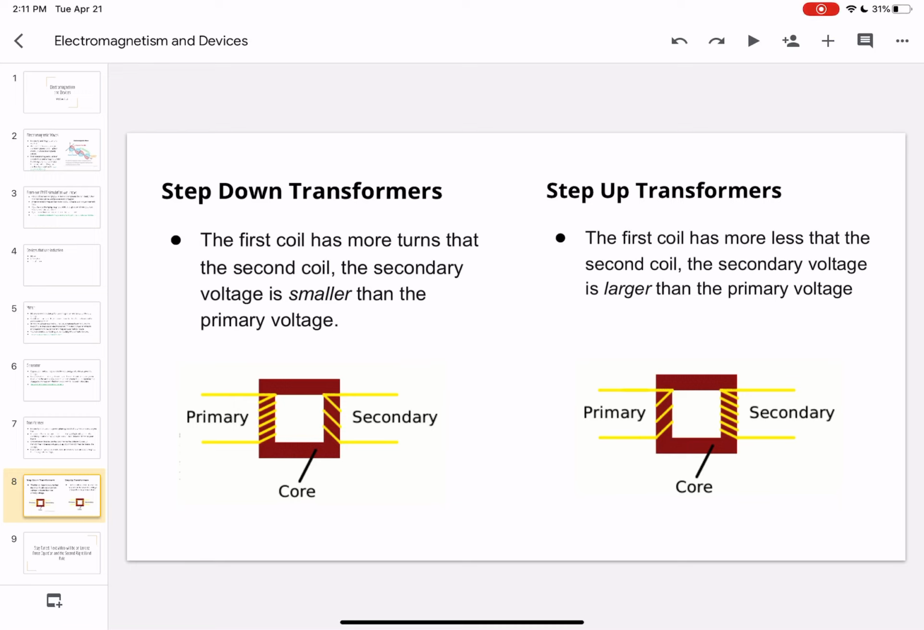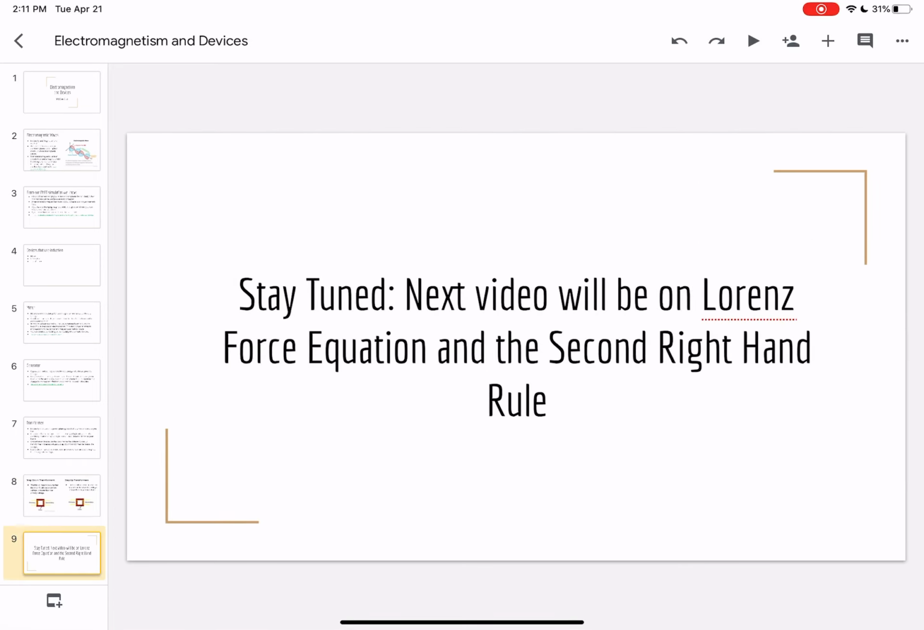So in this, we've talked about these three things that we use: motors, generators, and transformers. And we also talked about electromagnetic waves. So again, we've been through most of 9.3.3, and there's going to be one more video about the Lorentz force equation and the second right-hand rule.